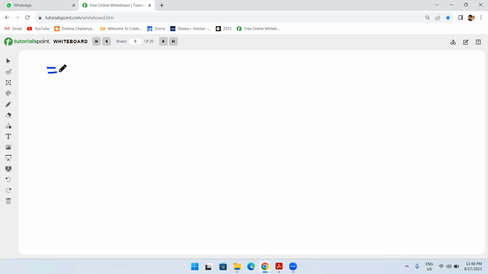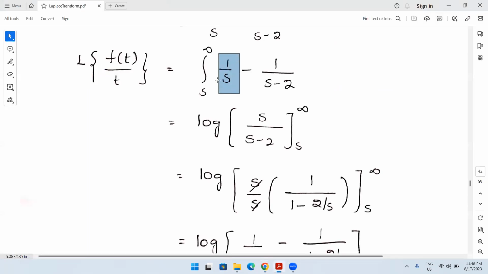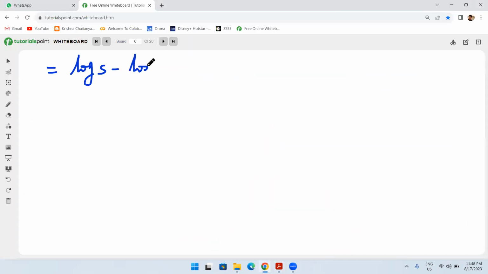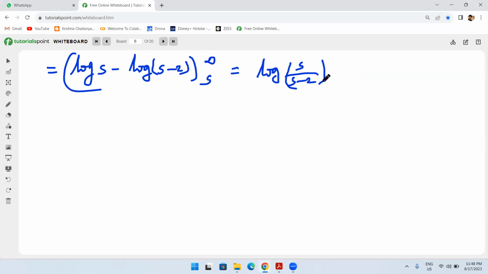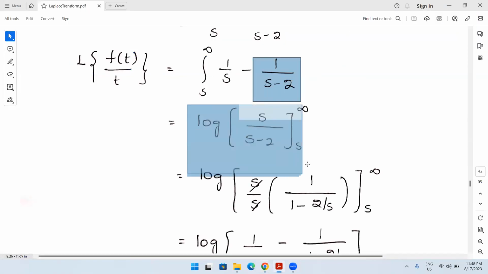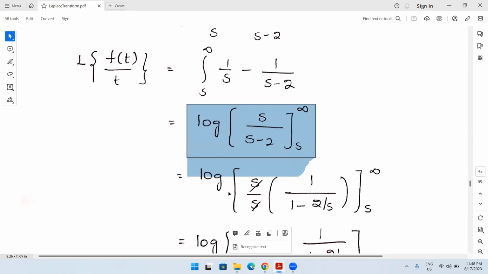So here the integral of that one is log s minus 1 by s. Integration of 1 by s is log s, and integration of 1 by s minus 2 is minus log (s minus 2), from s to infinity. Log a minus log b is log a by b, that is log s by s minus 2 from s to infinity. Okay, so like this we got it.